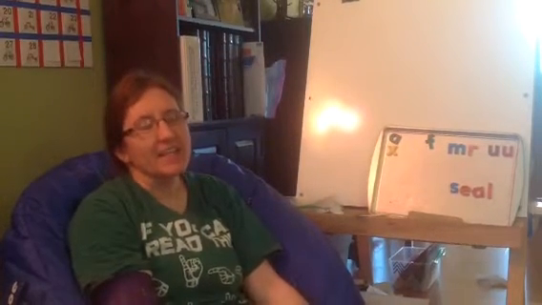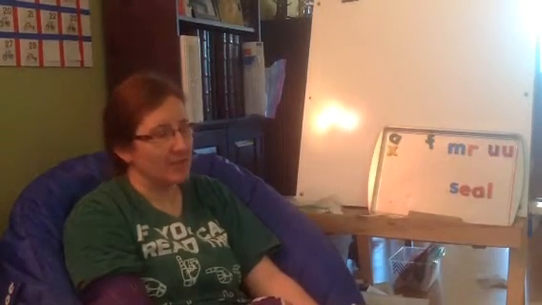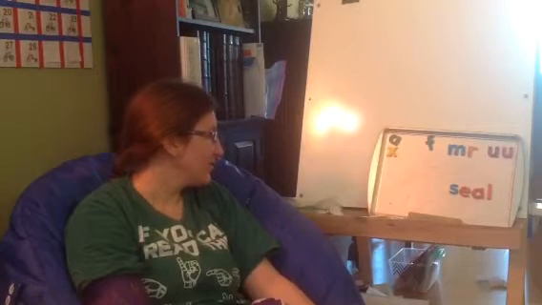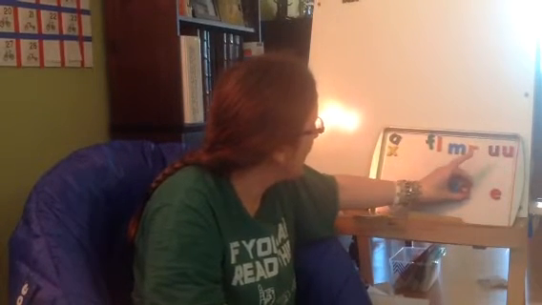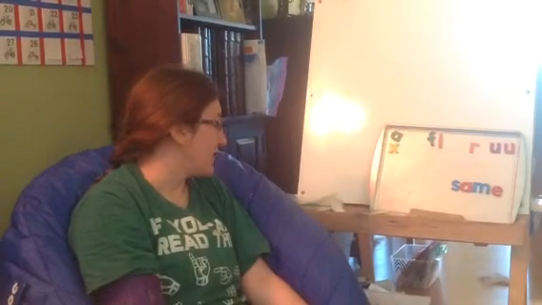I'm going to switch this M for an S to make an animal. It's a seal. If you don't have seal, you can add it to your list. I'm going to do a little letter rearranging. I'm going to get rid of the L. I'm going to move the A and the E. And I'm going to bring the M back down to make the word same. If you don't have the word same, you can add it to your list.